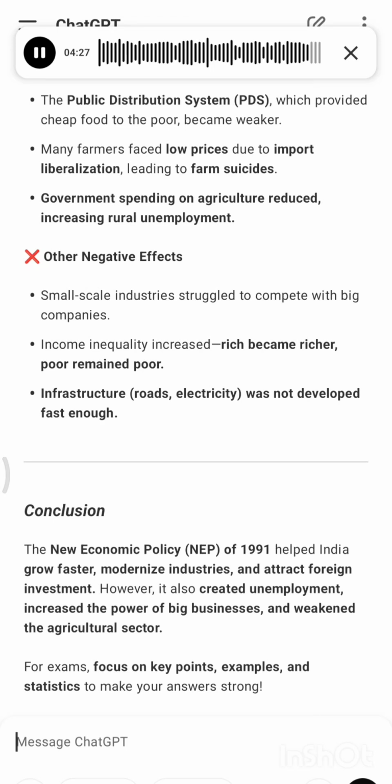Conclusion. The new economic policy of 1991 helped India grow faster, modernize industries, and attract foreign investment. However, it also created unemployment, increased the power of big businesses, and weakened the agricultural sector. For exams, focus on key points, examples, and statistics to make your answers strong.